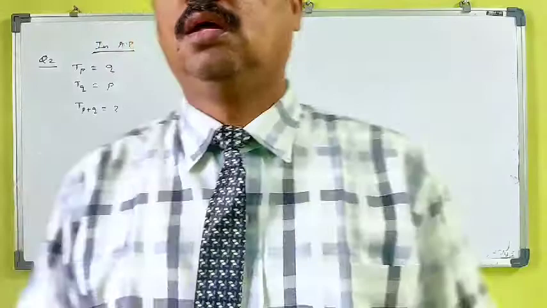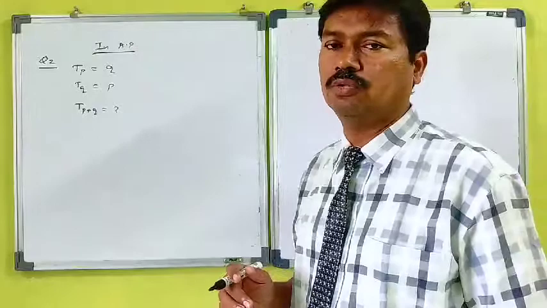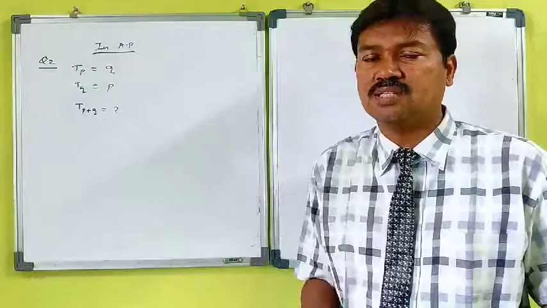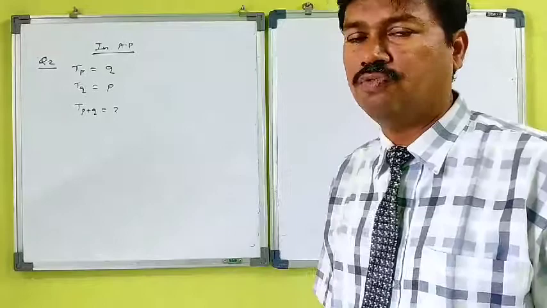Yes, look at the next question, the second question of this. In question number 2, in an AP, TP is given as Q and TQ is given as P. What is T(P+Q)? So we have to go with the first formula only, that is Tn.